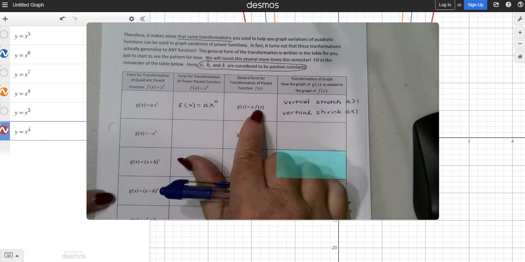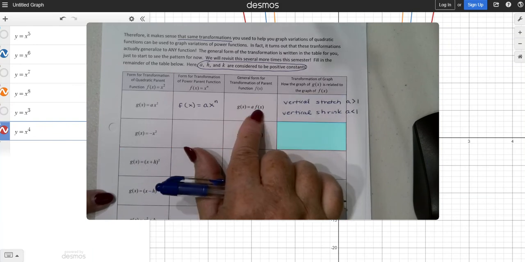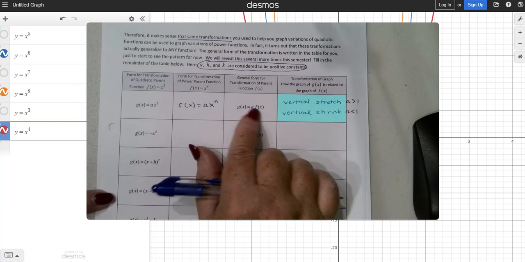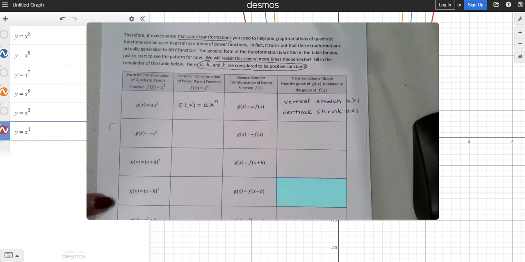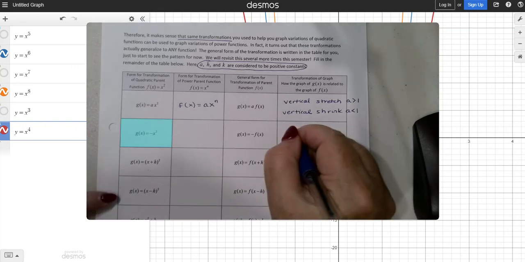In general, that works for any function. If I make a new function by taking an old function and multiplying it by a constant, the relationship between the graphs is always a vertical stretch or shrink. All right, what happened when we put a negative in front of our x squared? That turned it upside down, right? Or reflected it across the x-axis.